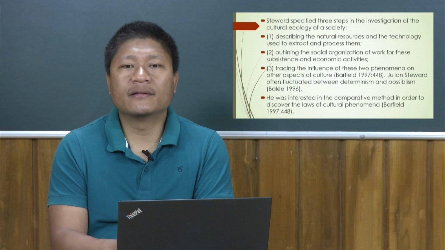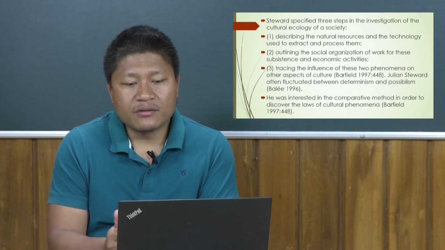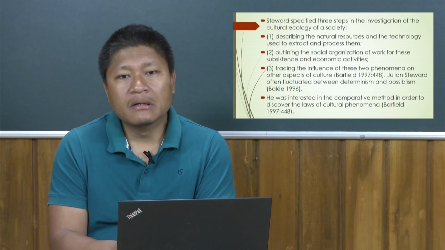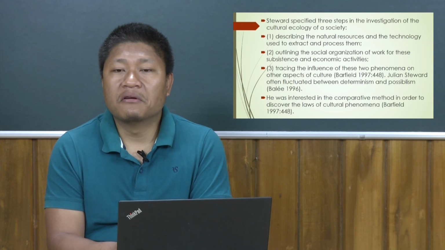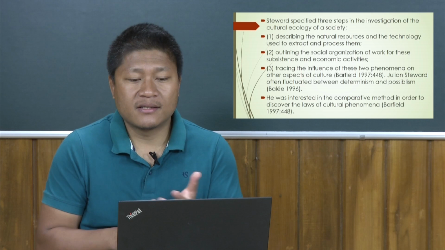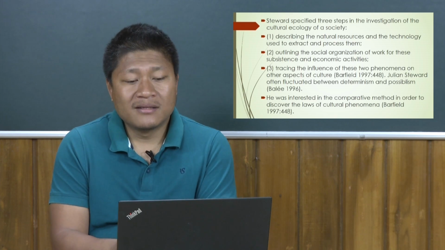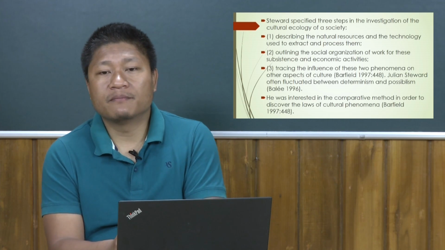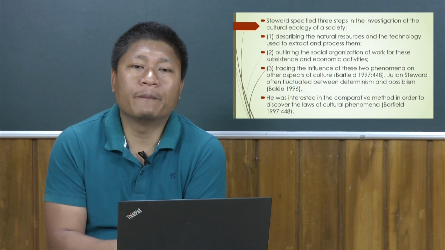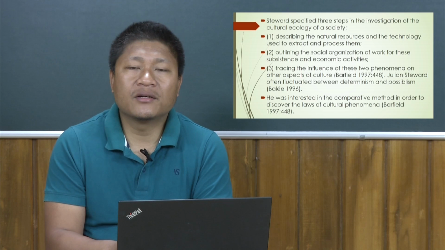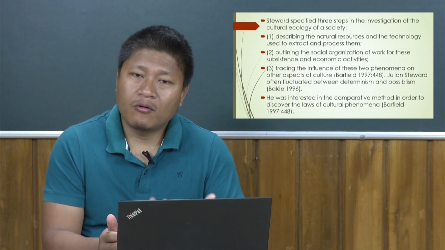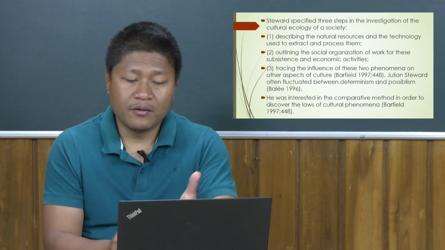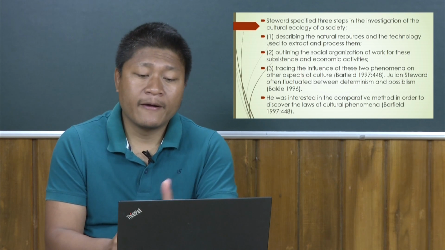And secondly, he also outlined the social organization of work for these subsistence and economic activities. And thirdly, he also tries to trace the influences of these two phenomena on other aspects of culture. Therefore, Steward often fluctuates between the idea of determinism and possibilism, and we can say that he was more interested in engaging in comparative studies, using the comparative method in order to discover the laws of cultural phenomena, which was again espoused by Bernfield.